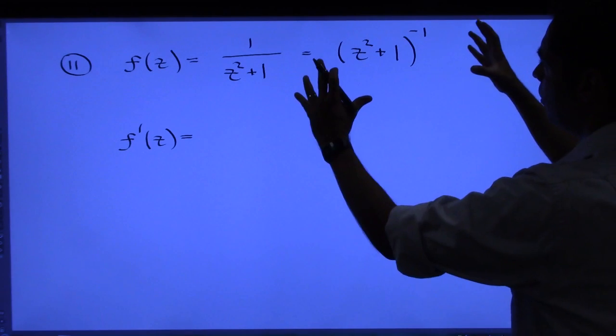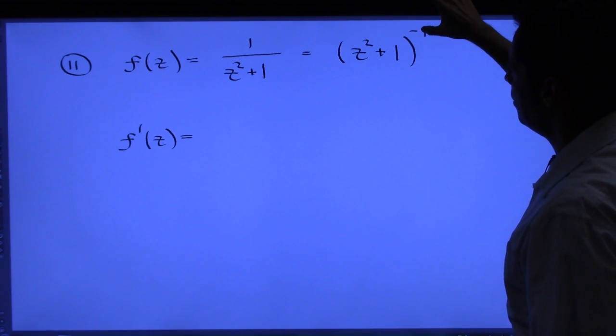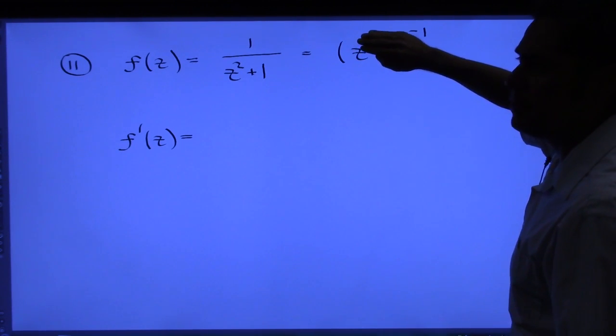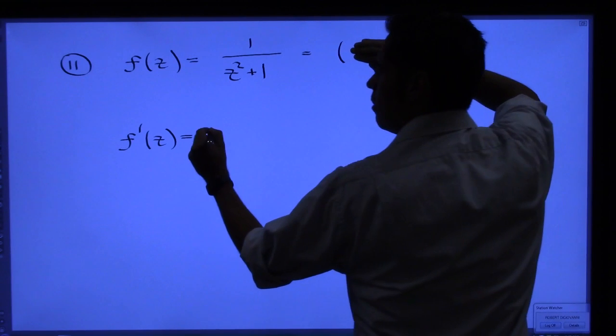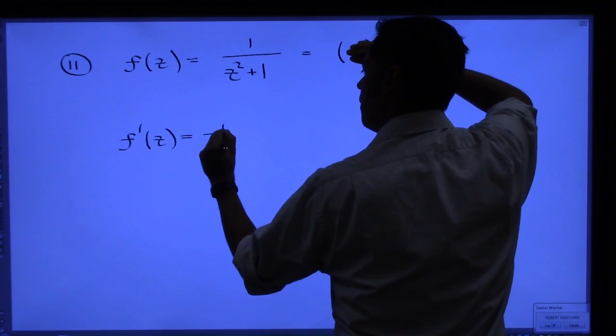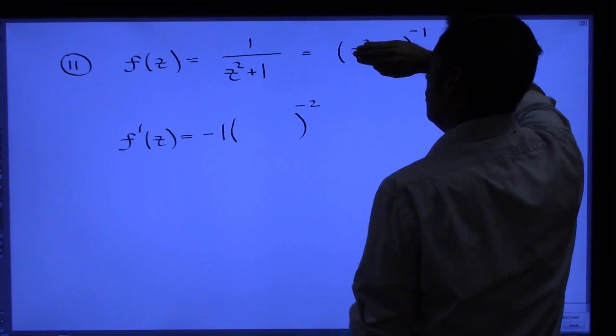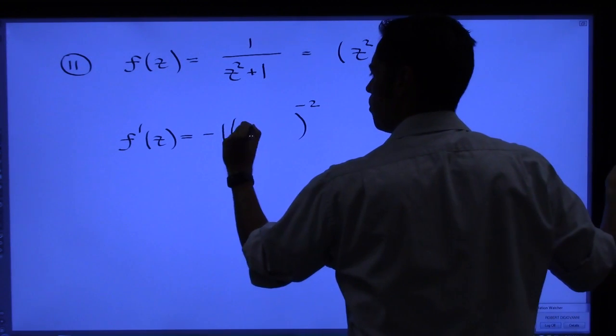I have an outer function here. The outer function is that I'm raising something to the negative 1. So I've got my hand here raised to the negative 1. What's the derivative of my hand to the negative 1? Well, the negative 1 comes out. It'll be my hand, and then I subtract 1, so negative 2. Now my hand was z squared plus 1.